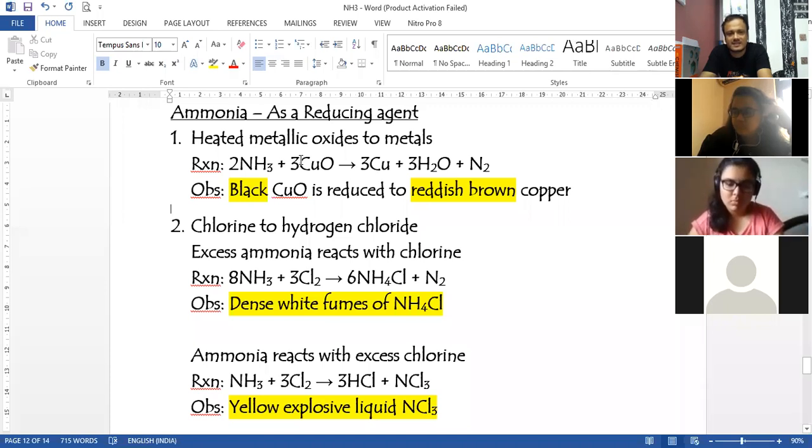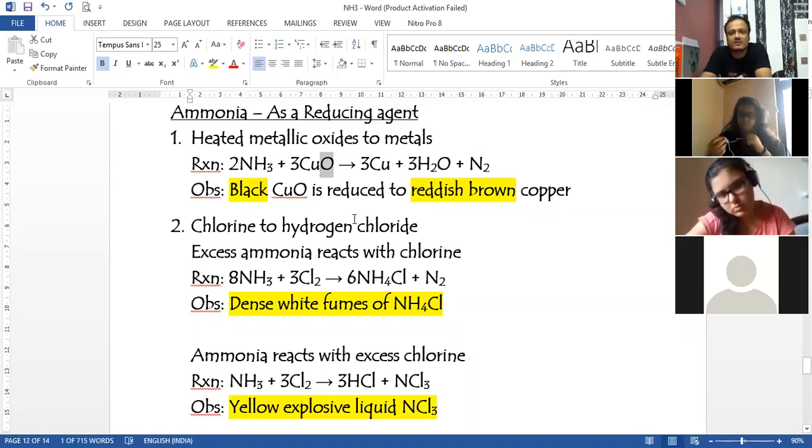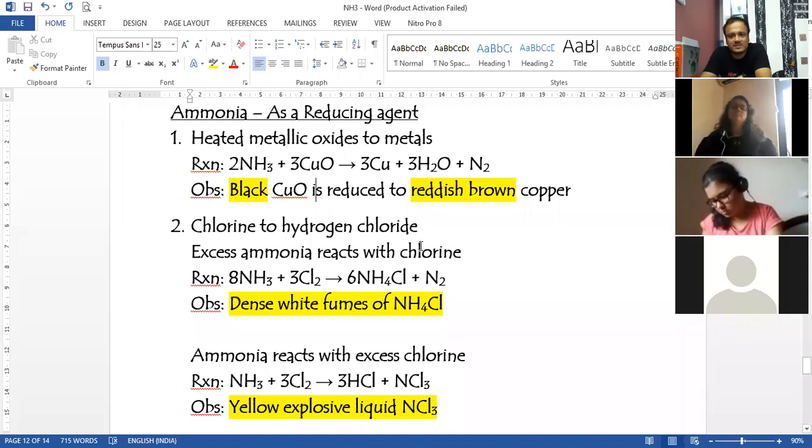In this case I have taken an example of copper oxide, that is a metallic oxide, which will undergo reduction to form copper metal. As I told you, reduction is the process in which oxygen is lost. So copper oxide is losing that oxygen and forming copper metal over here, and ammonia is helping copper oxide to undergo that process. So ammonia gas acts as a reducing agent. It removes oxygen from copper oxide and converts it into copper.